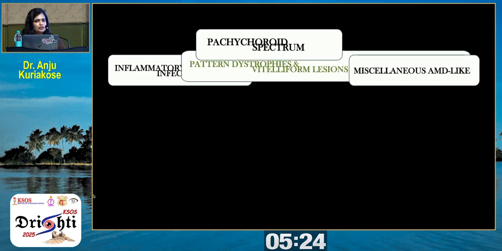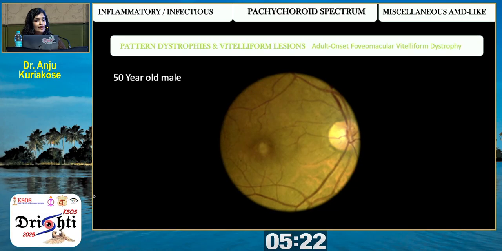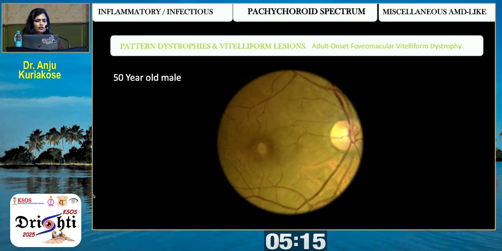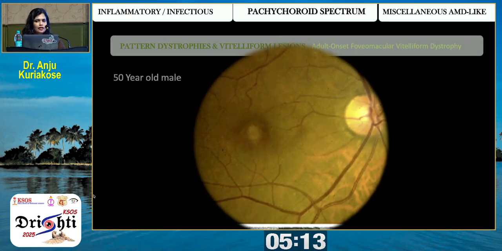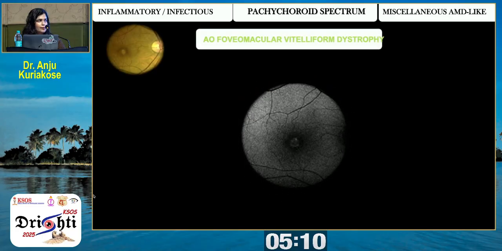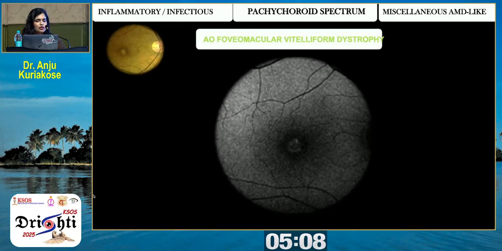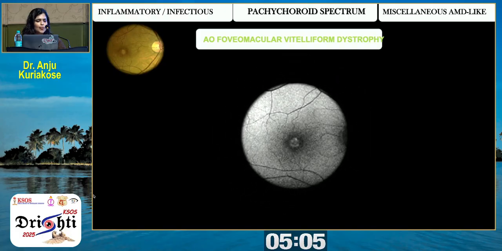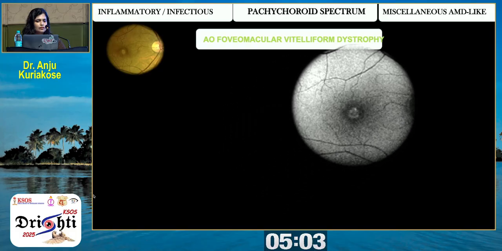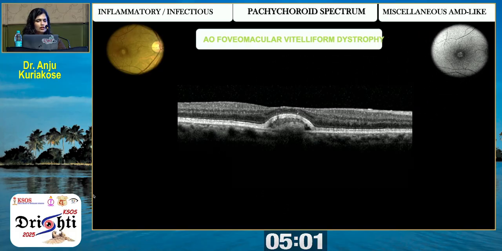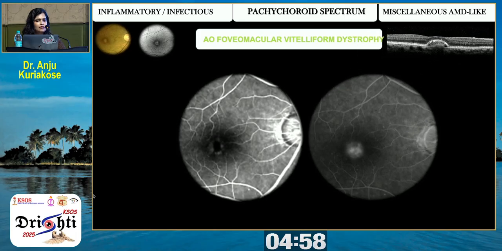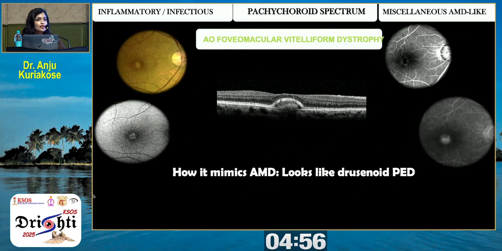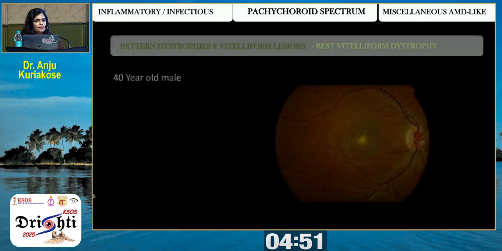Next is pattern dystrophies. Adult onset foveomacular vitelliform dystrophy: a 60-year-old with a vitelliform yellow lesion. FAF shows a hyperautofluorescent ring. OCT will show a vitelliform mold. It mimics AMD because it looks like drusenoid PEDs. That is how it becomes a mimicker of AMD.